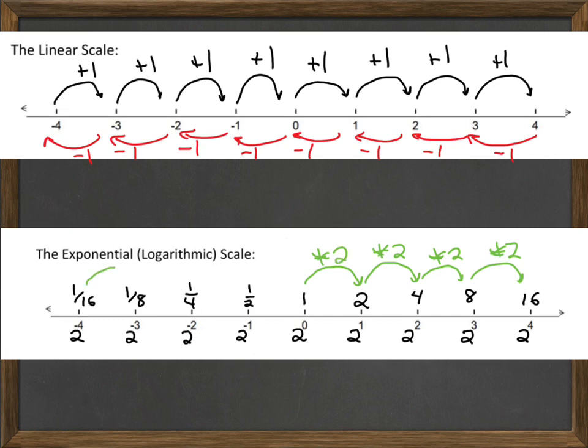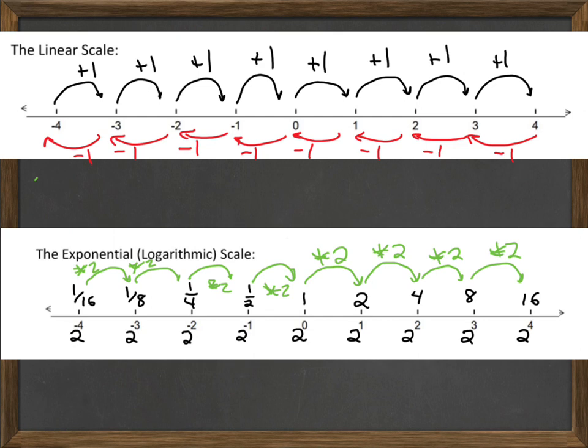So as I move from left to right on this scale, the way I move from one number to the next is by multiplying by 2. Multiplying by 2. Multiplying by 2. That is the pattern, okay? So again, in a linear scale, the pattern is addition, right? As I move from left to right, I add. As I move from right to left, I subtract, okay?